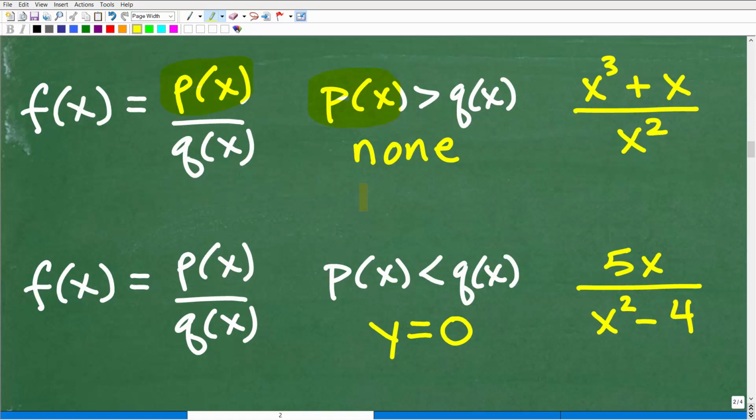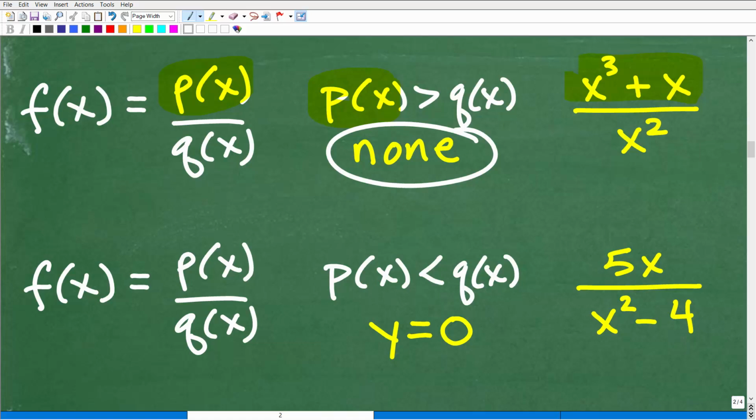Basically, what this is saying is this: if the power of the numerator is greater than the power of the denominator, as we can see in this example, x cubed plus x over x squared, then this means that there are no horizontal asymptotes. How you find sloped asymptotes is a different deal. Again, we're going to table that for this particular video.